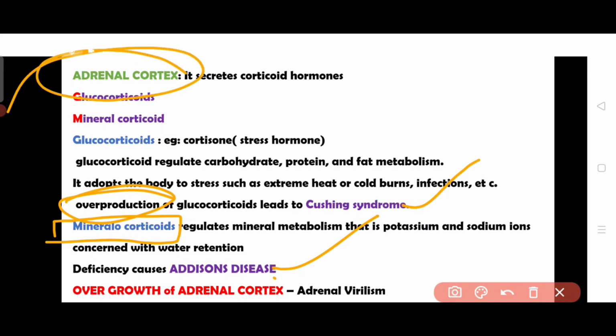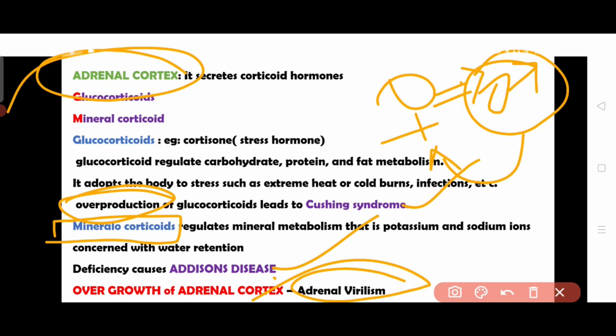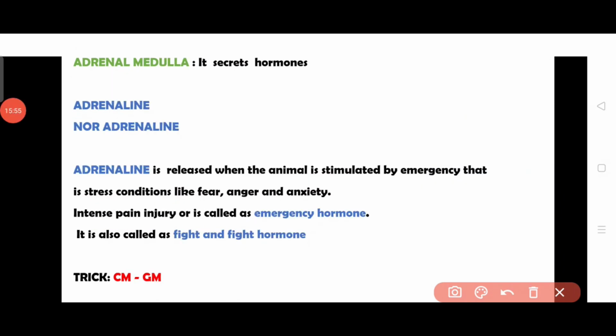Total overproduction or overgrowth of the adrenal leads to adrenal virilism. What is adrenal virilism? Overgrowth of the adrenal cortex in mature females results in the development of male characteristics such as beard, deep voice, moustache, etc. This condition is called adrenal virilism. Overgrowth of the adrenal cortex in matured males also results in the development of some feminine characters such as enlargement of breast, etc.